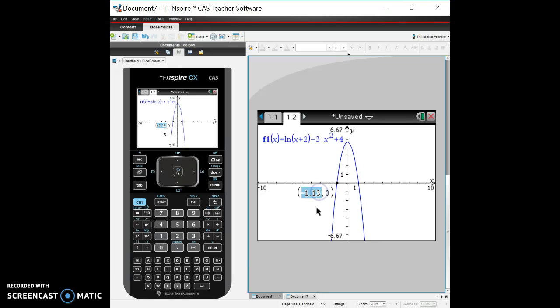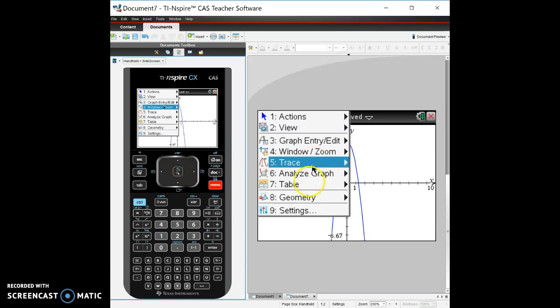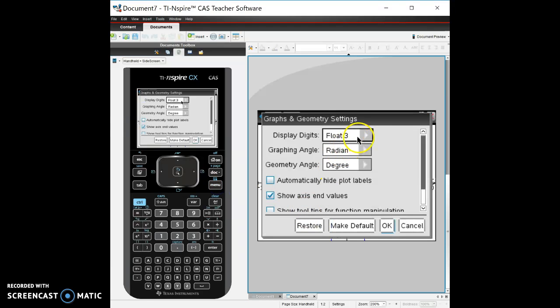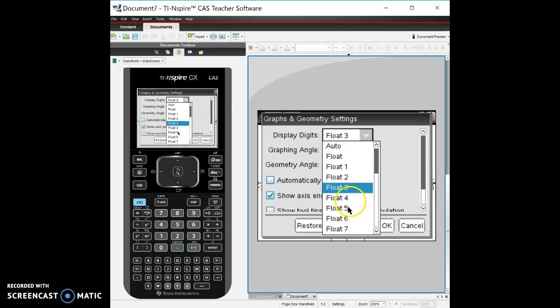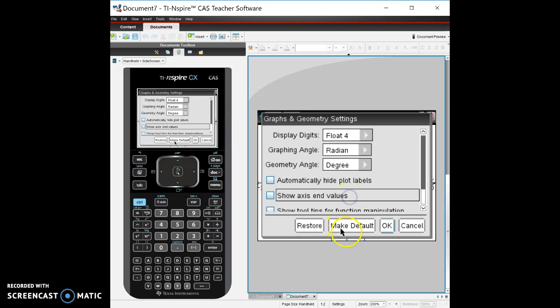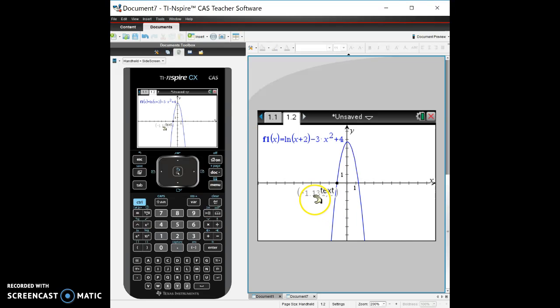Now, in calculus we want everything to three places after the decimal. So I'm going to change my settings here so that I float a little bit more. Let's float 4. Now there we go, we have negative 1.134, which is exactly what we want to put on our answer.